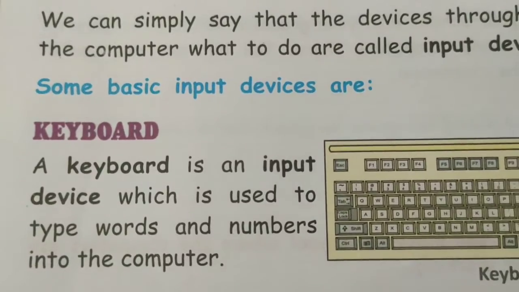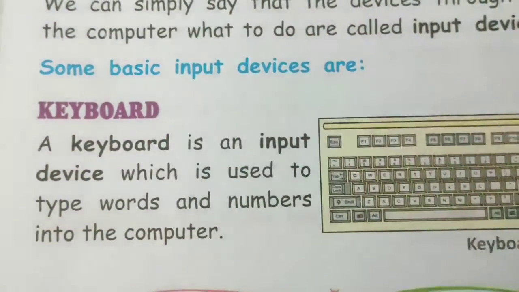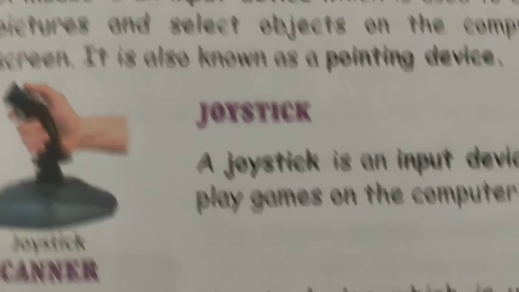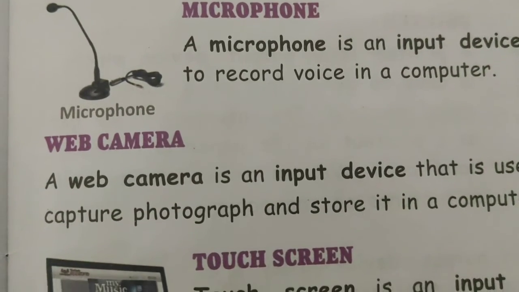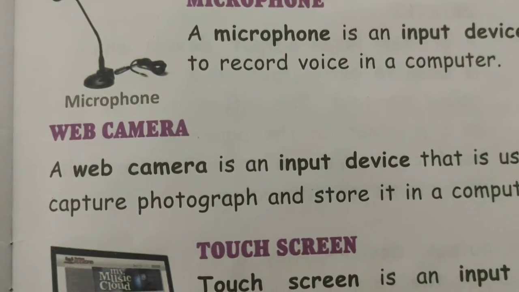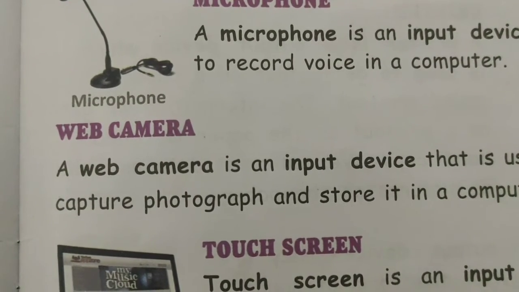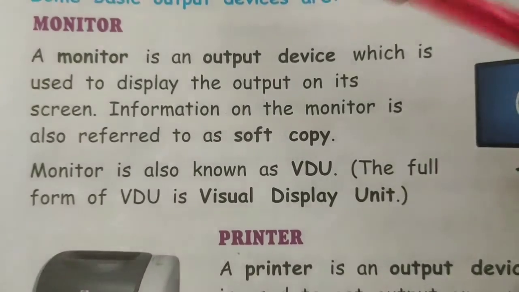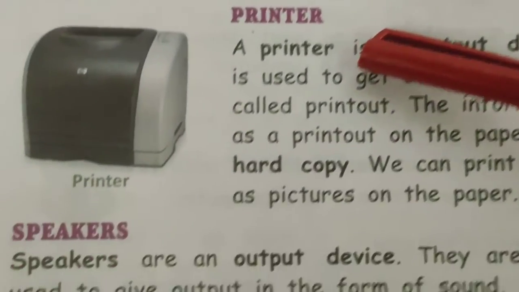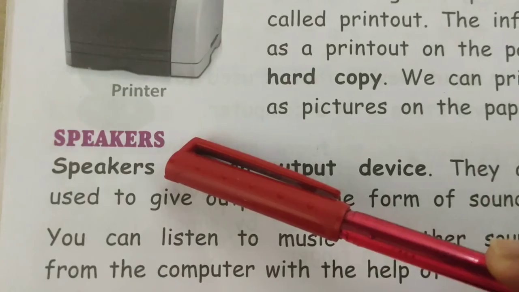So some basic input devices are keyboard, mouse, joystick, scanner, microphone, web camera and touch screen. These are some basic input devices. And some basic output devices are monitor, printer and speakers.